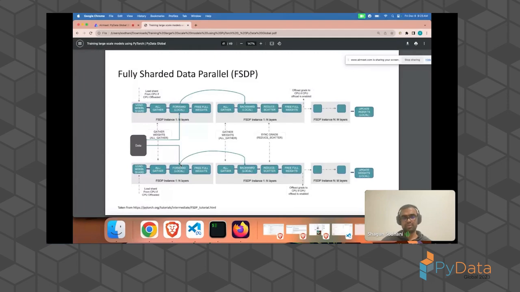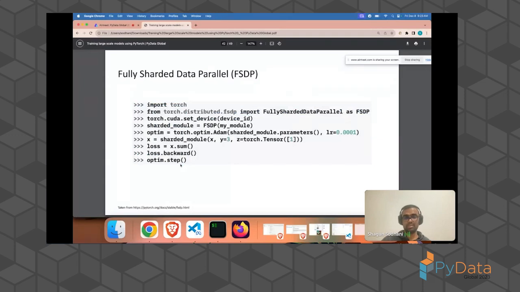This is a high-level overview of how FSDP works, but we won't go into this here. The main thing to know is FSDP is relatively straightforward to use with PyTorch. You make your model, and then you wrap it into FSDP. After wrapping, you get a sharded module, and you use the sharded module to create the optimizer. And that's it. Then you keep doing your standard PyTorch stuff as you would otherwise.